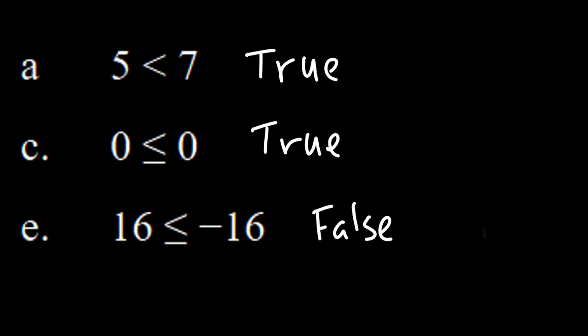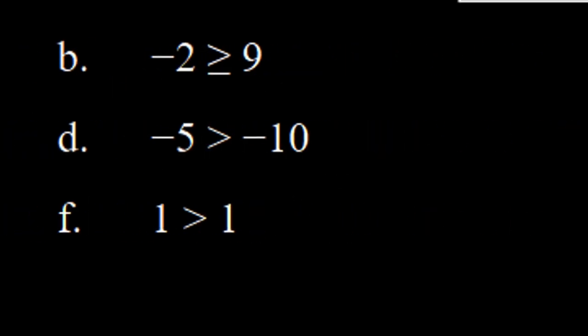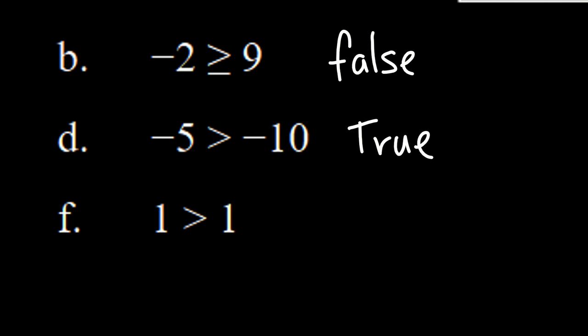F-A-L-S-E. That's not true. Let's go over here. Negative 2 is greater than or equal to 9. That's clearly false, right? We would say that negative 2 is less than or equal to 9. How about negative 5 is greater than negative 10? Oh, that is true, right? Negative 5 is further to the right on a number line, so this is true. And finally, 1 is greater than 1. No, 1 is not greater than 1. 1 is equal to 1. It's not greater than itself, so that is false.